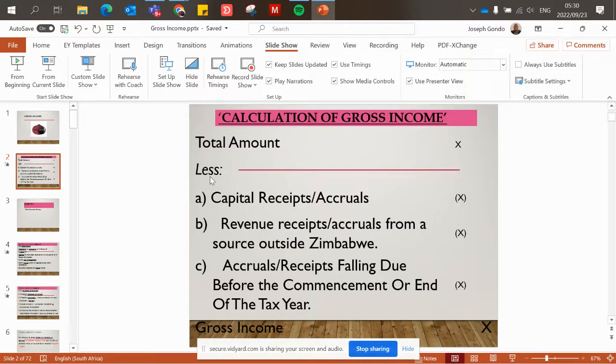Then you are also going to deduct accruals and receipts that fall due before the commencement or after the end of the year. Yes. So if you receive income that belongs to next year, then we should exclude it because it doesn't belong to this year. Then after deducting those three, you have your gross income.